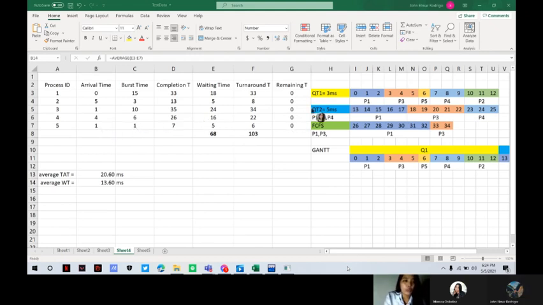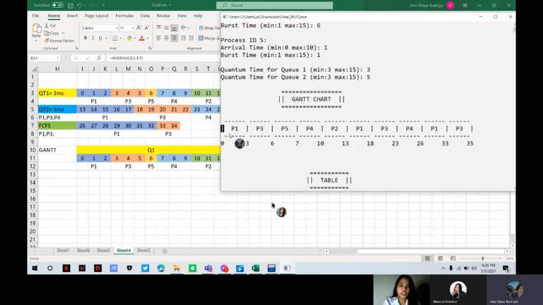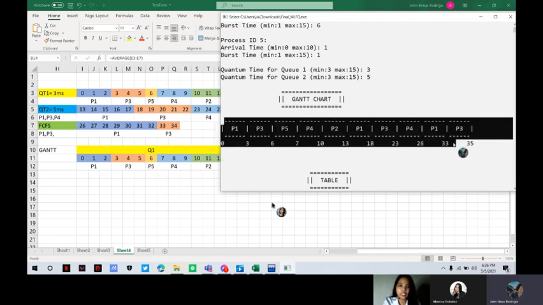And for the quantum, quantum 1 is equal to 3 milliseconds, and quantum 2 is equal to 5 milliseconds. So the computed and code Gantt charts have the same sequence of the processes. So P1 has 0 to 3, P3 is from 3 to 6, P5 is from 6 to 7, P4 is from 7 to 10, P2 is from 10 to 13, and so on and so forth.